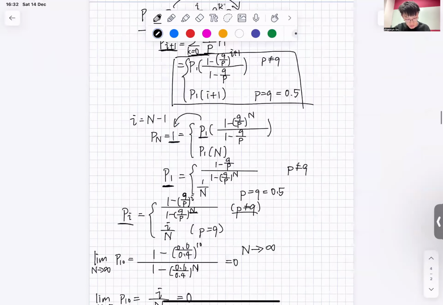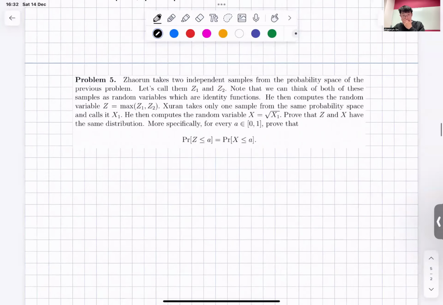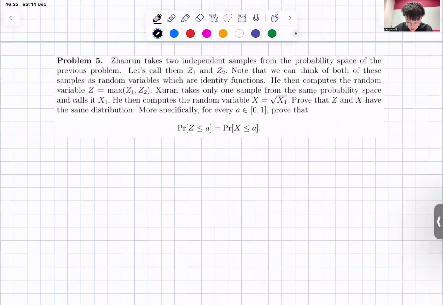So this is problem 3 and 4. For problem 5, Zhaorun takes 2 independent samples from probability space. So call them Z1 and Z2. And he computes Z to be the maximum of them. And Xuran takes only 1 sample from the same probability, call it X1, and he computes X equals the square root of X1. And we have to prove that Z and X have the same distribution.